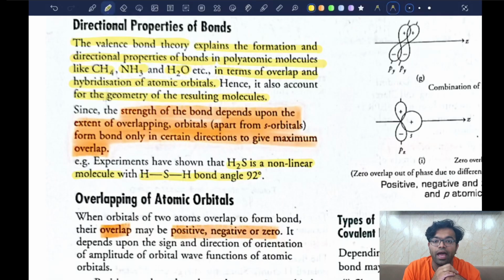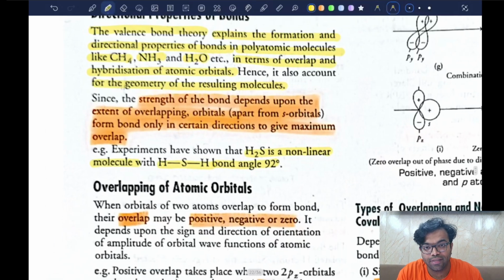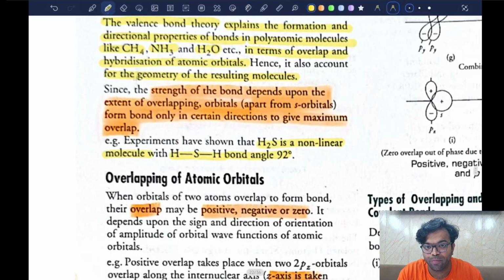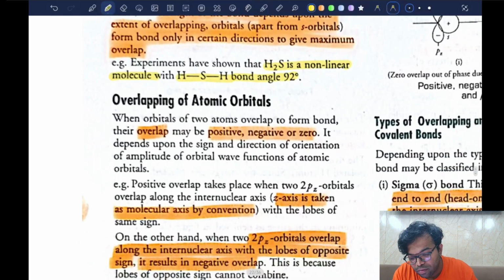Because sulfur has two lone pairs of electrons, the repulsion will become even stronger. We have already discussed this in the VSEPR theory. Do you want me to explain this again? Do you understand this? Sulfur has six electrons, right? Do you want me to explain this once more? Oh, okay, fine.